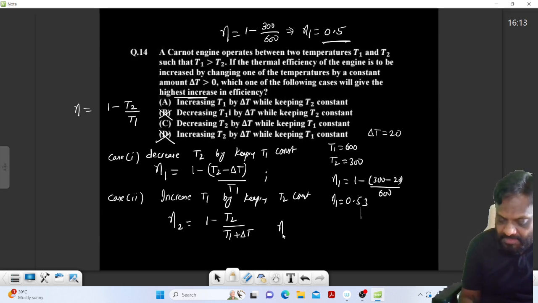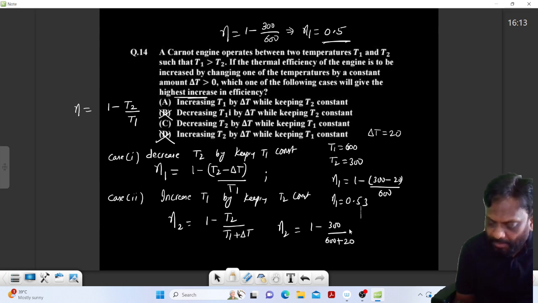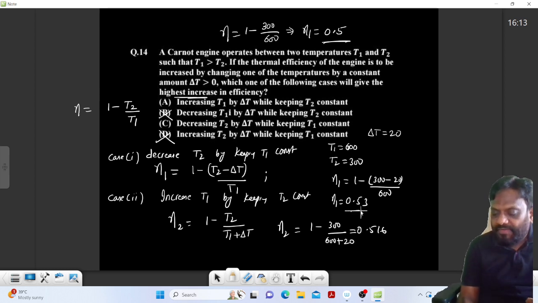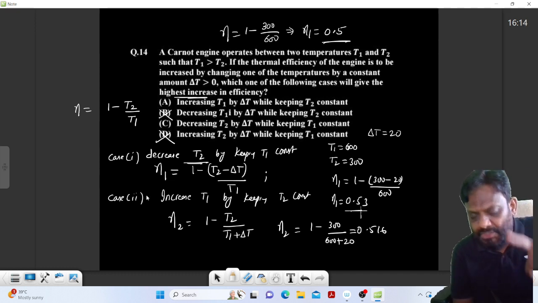Now come to this. Efficiency of 2 is 1 minus T2. What is T2? 300. By T1 is 600 plus delta T is 20. So it is 300 by 620. Here it is 0.516. Now you tell me which one is more, sir? 0.53 means first case. What is first case? Decreasing T2 will give you more efficiency.